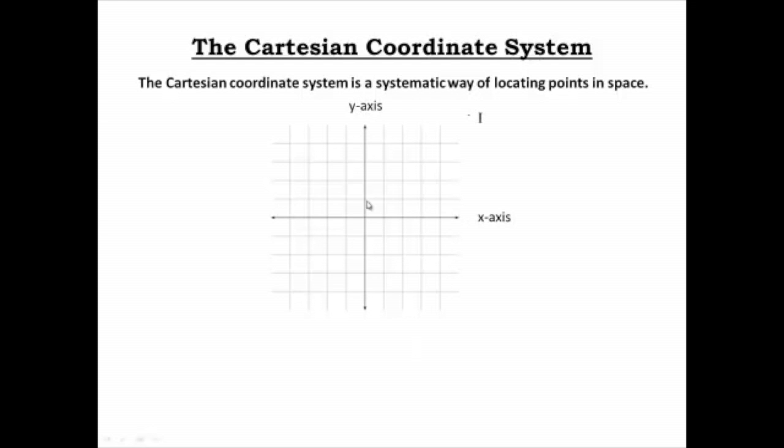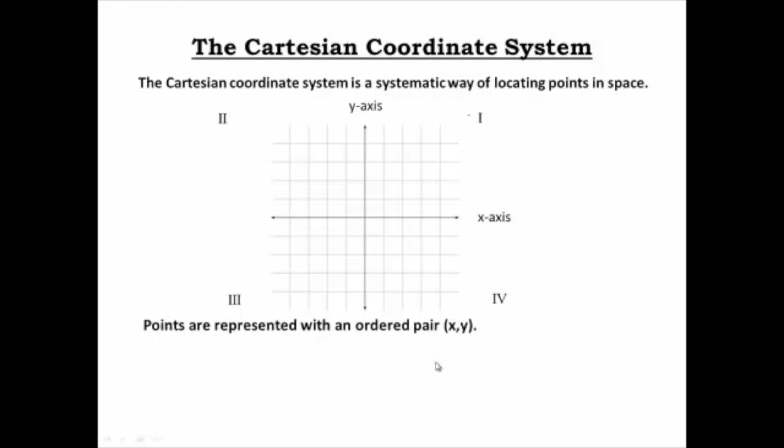Now the two number lines divide the entire space up into 4 sections. The top right hand section is section 1, and we call it quadrant 1. Upper left is quadrant 2, and as we keep going around, bottom left is quadrant 3, and bottom right is quadrant 4.